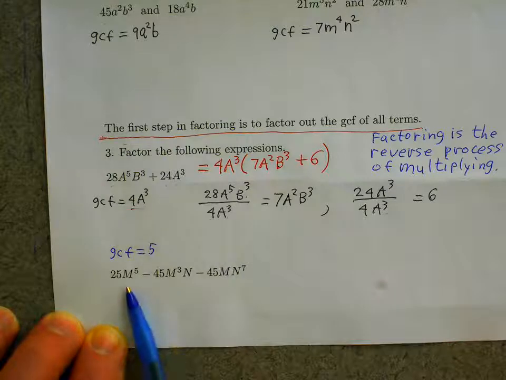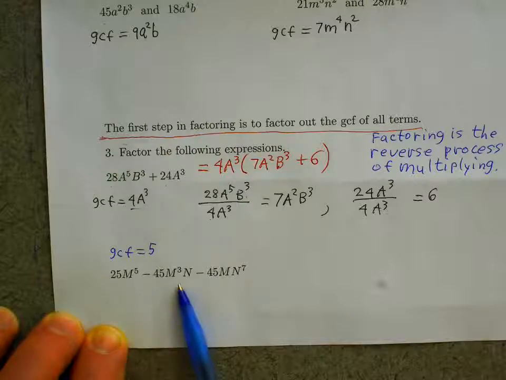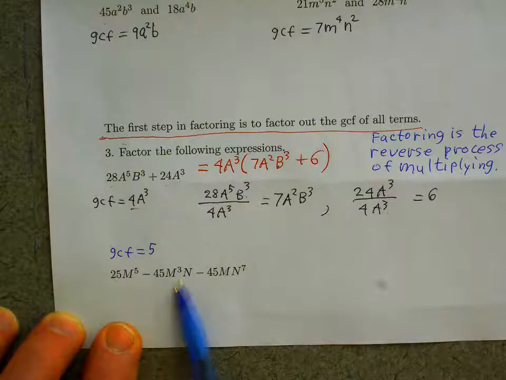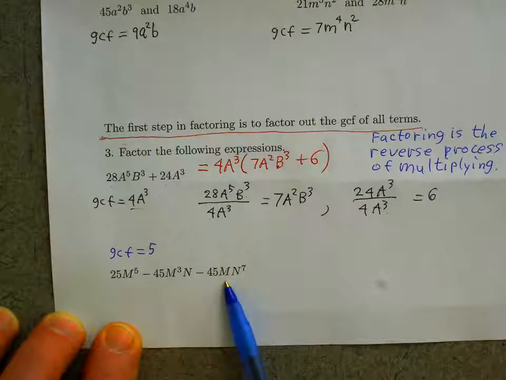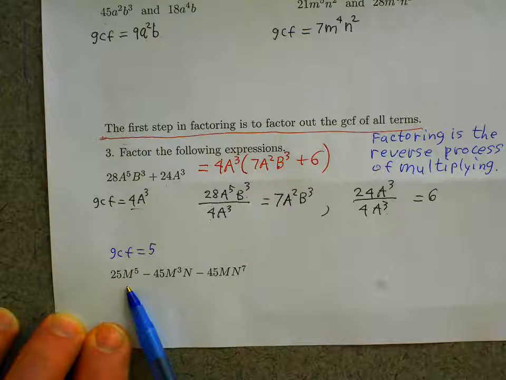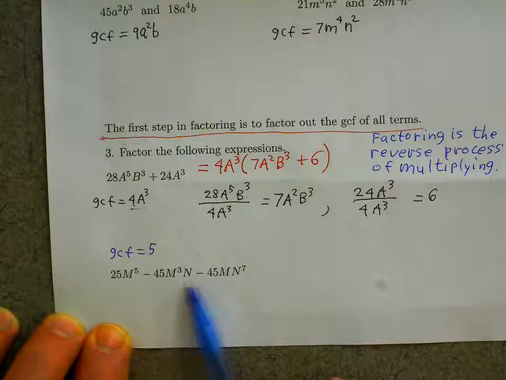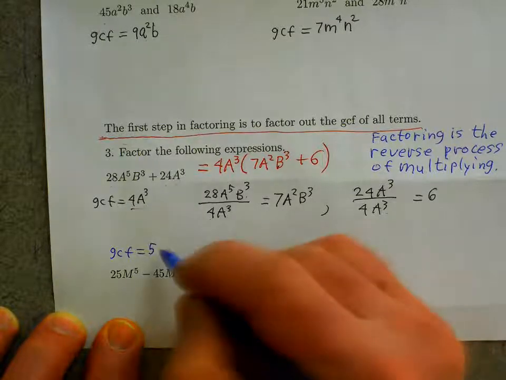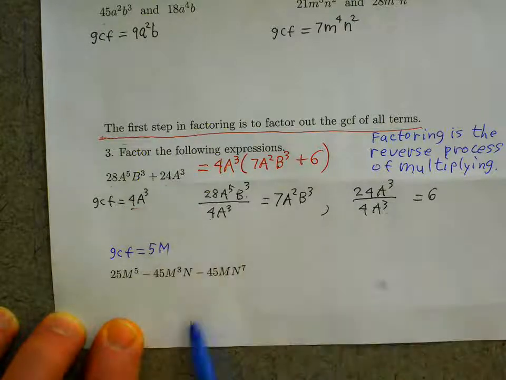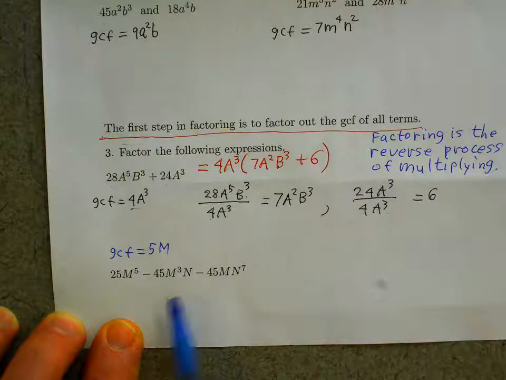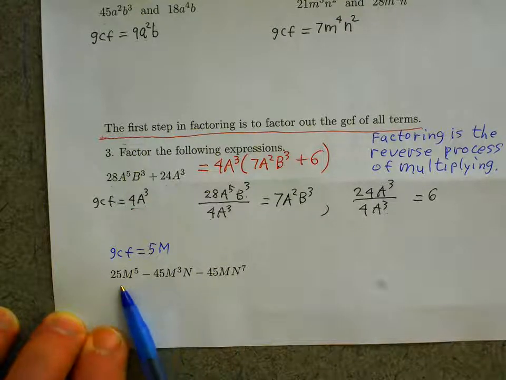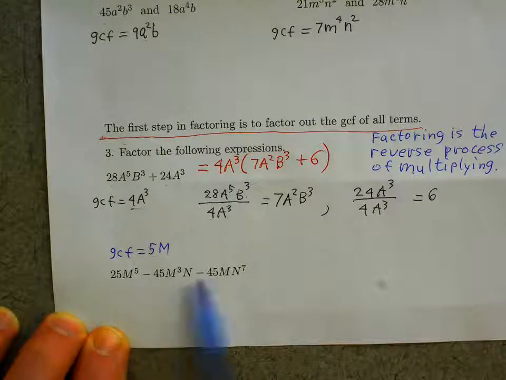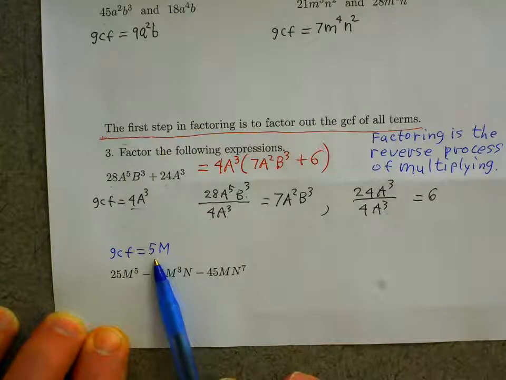Then we compare the variable parts. This first term on the left has m to the 5th. The term in the middle has m to the 3rd. And the term on the right has m, or just m to the 1st. So the greatest common factor of m to the 5th, m to the 3rd, and m is just m. And that's it. The term on the left doesn't have any factors of n, so 5m is the greatest common factor.